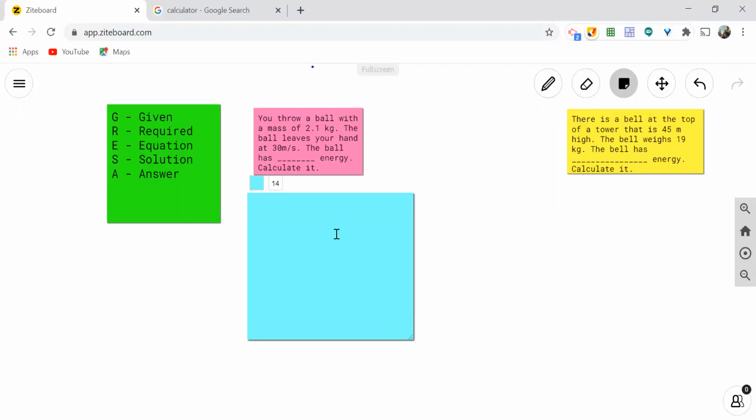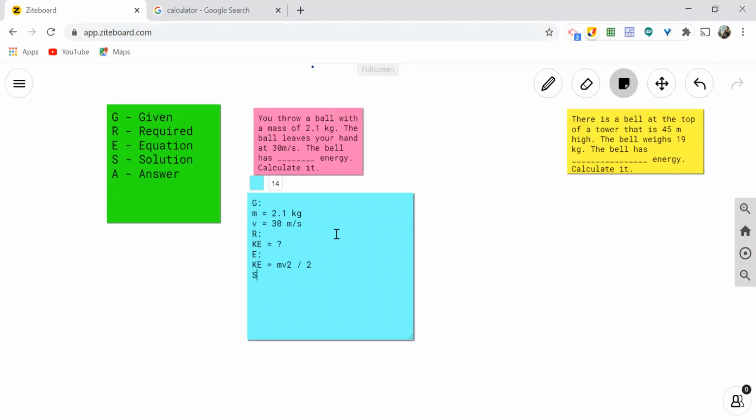But here, we need to write out our given. First is our mass, which is equivalent to 2.1 kilogram. Then velocity, which is 30 meter per second. And our required right now is KE or kinetic energy. And the equation that we're going to use is KE is equal to the product of mass times velocity squared divided by 2, or 1/2 mv squared.